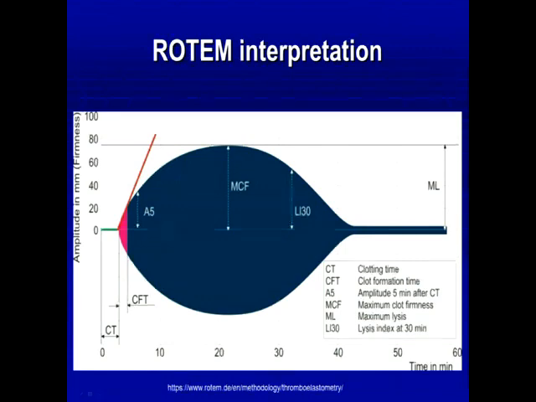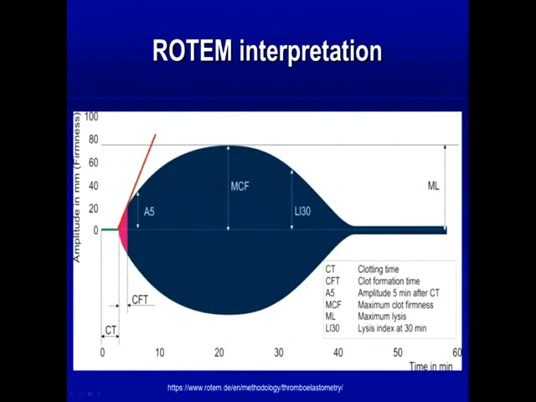So for example, an A5 value, which you can see on the screen there, is supposed to depict amplitude at 5 minutes. But you can pick any number you want. So A10, A15, A whatever. Generally, the ROTEM takes 60 minutes to run, so that's usually the end of the test. The MCF is your peak clot strength, so it's maximum clot firmness.